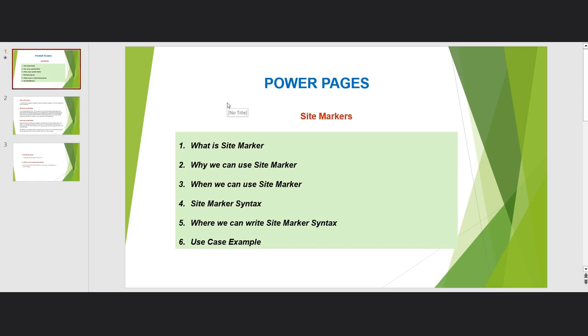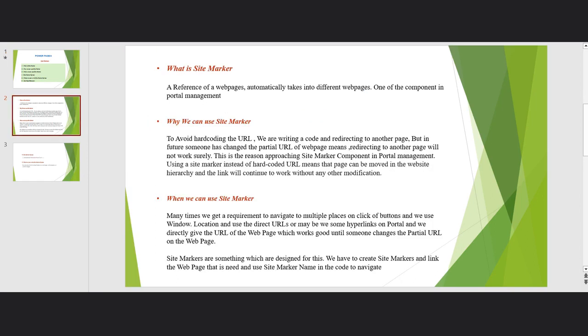So what are site markers? Basically, a site marker is a reference to web pages. It automatically takes you to different web pages. Say I have two web pages, one named travel booking and another named payment. Once I submit a form in travel booking, it has to redirect you to the next web page, payment. We can achieve this using site markers, avoiding hard coding.